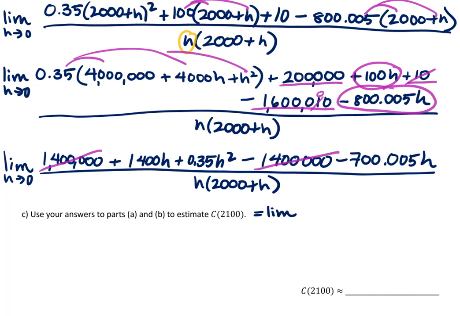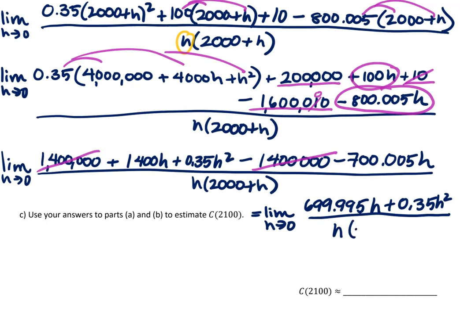So we still haven't taken the limit because we still haven't canceled that lonely h out of the bottom. That has to go away first. Now we need 1,400h minus 700.005h, which should put us just shy of 700. So what is it? 699.995, shy of 700. And then we still have the plus 0.35h squared all over h times 2,000 plus h.